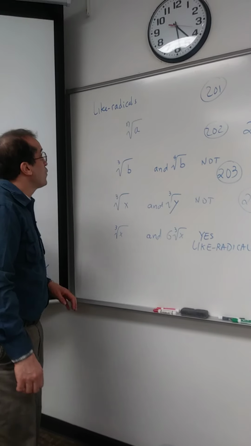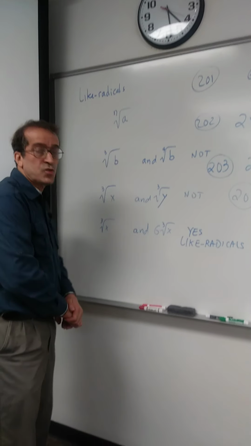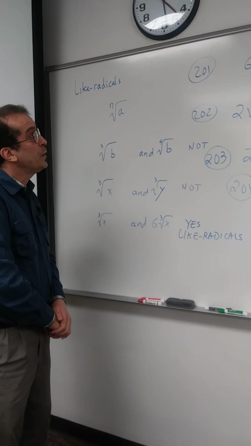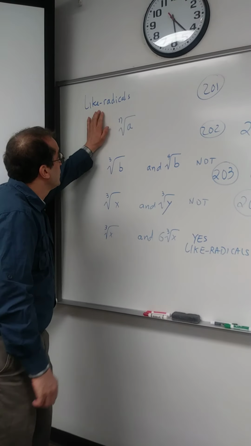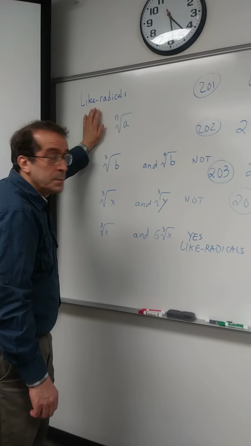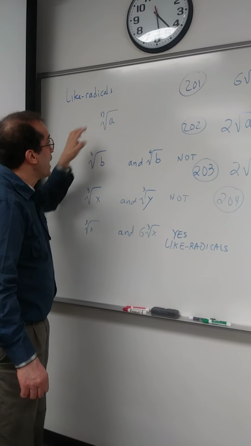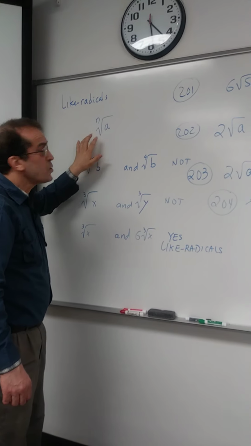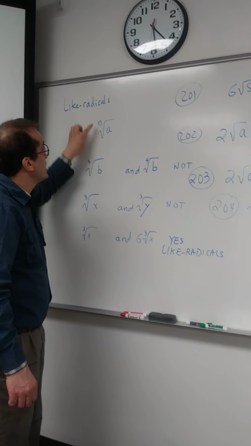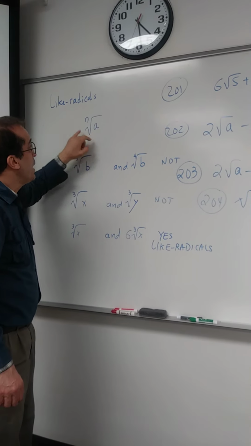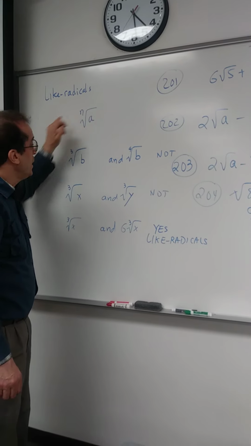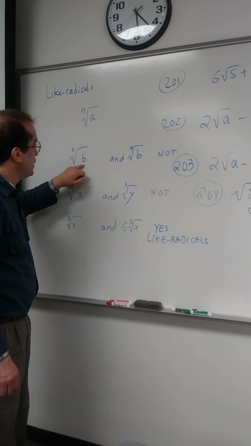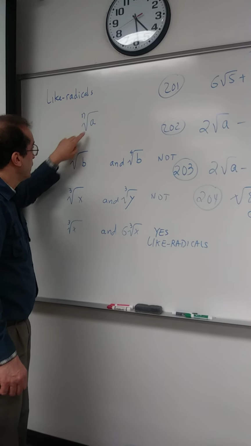Today, we're going to go over the topic of addition and subtraction of radicals. First, we need to introduce like radicals. What do like radicals mean? This is a radical, this is the nth root of a. Like radicals are radicals that have the same n and the same a. n would be the root, like cubic root of b, n would be 3.